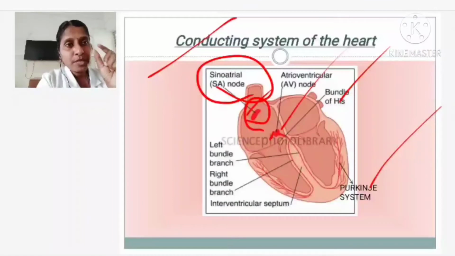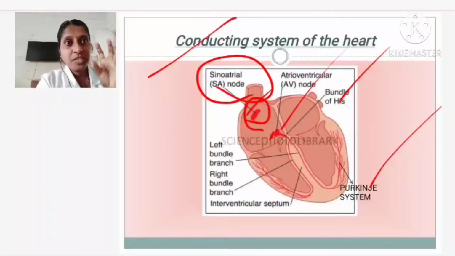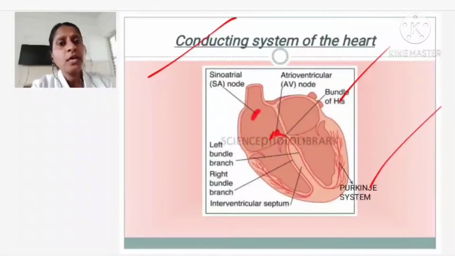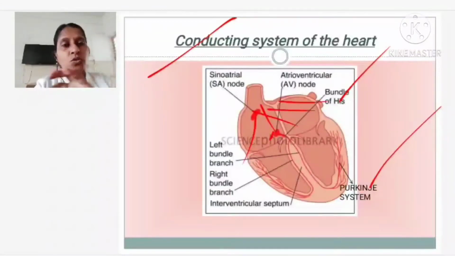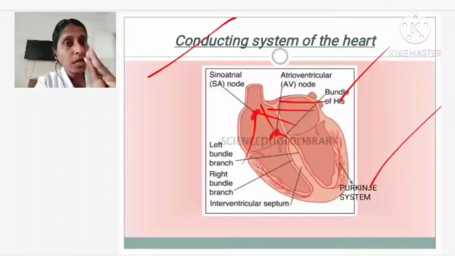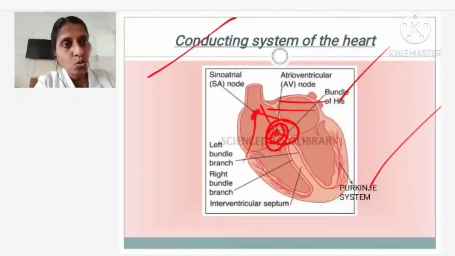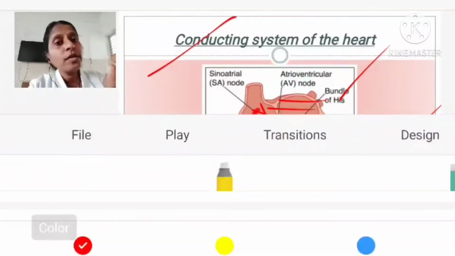So the pacemaker is generating impulses, generating potential, generating a current-like effect. When that impulse is generated, it is passed immediately to all the parts of the auricles. Where is it going? It is going to the different parts of the auricles. The impulse is being spread, the current is getting conducted. Immediately, the auricles will contract. When the auricle is contracting, the impulse is taken by the next node. What is the next node? The next node is your AV node, isn't it?